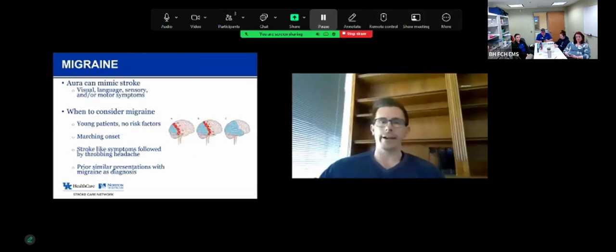Moving on to migraine, another stroke mimic. This is a pretty common one. The aura of the migraine can mimic a stroke. It causes negative symptomatology. We think about migraine in young people, people who have a history of migraine, obviously, people whose symptoms are followed by headache, and then the so-called marching onset.